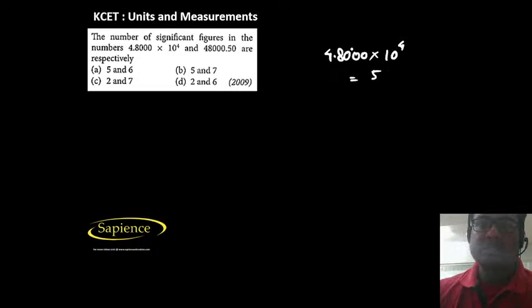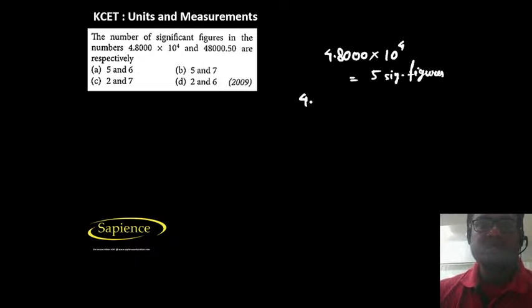The trailing zeros with the decimal point are significant. So the first number, which is 4.8000 into 10 power 4, has significant figures, which is 5, since the zeros which are placed after the decimal are significant. So it means it has 5 significant figures.